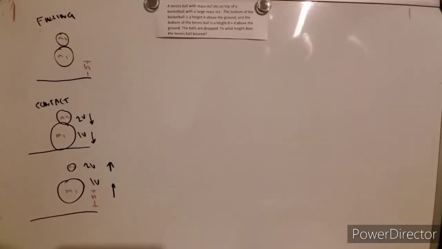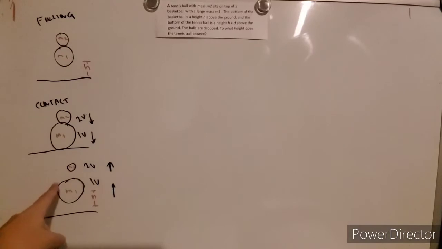So from our first drawing, we see that the tennis ball and basketball are both in the air and are about to make contact with the ground. So we can label both balls with their respective masses. M1 is a basketball and M2 is a tennis ball. H is the height of the balls relative to the ground. On our second drawing, we see that both the tennis ball and basketball are in contact at the lowest point relative to the ground. So both of their velocities are pointing down to the ground.